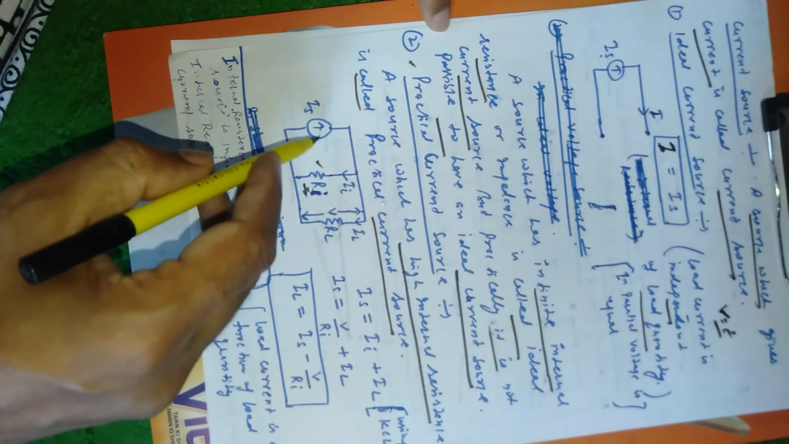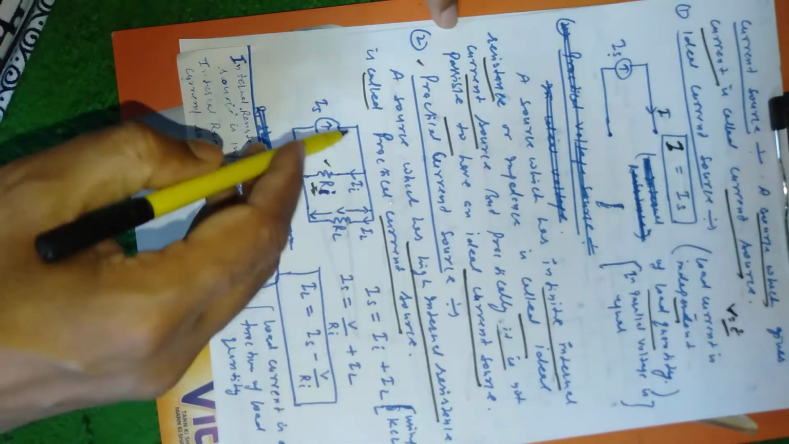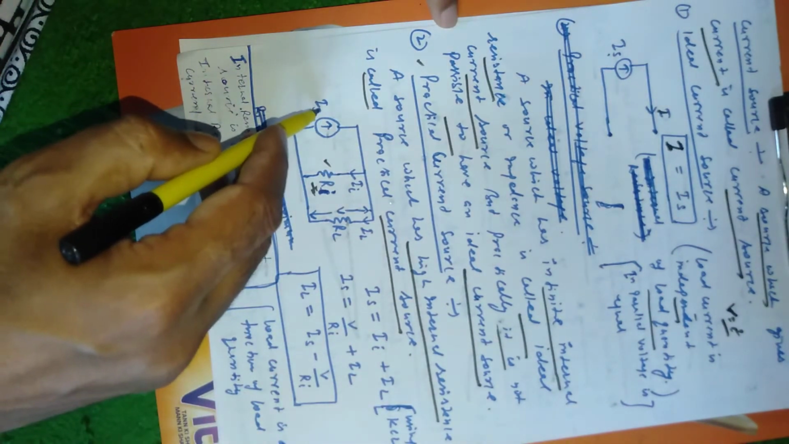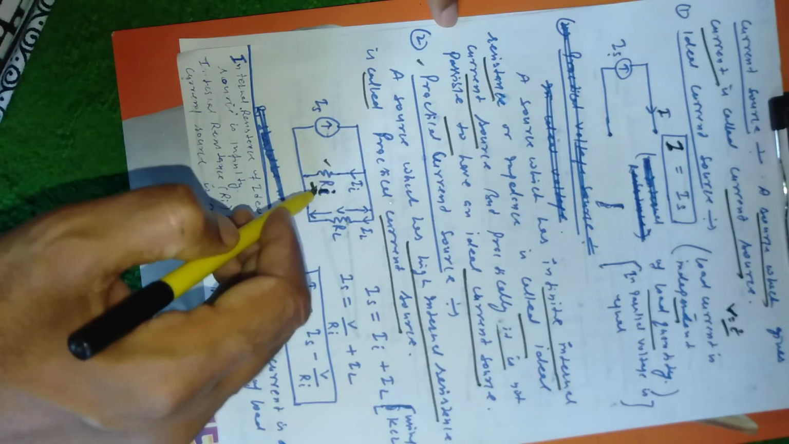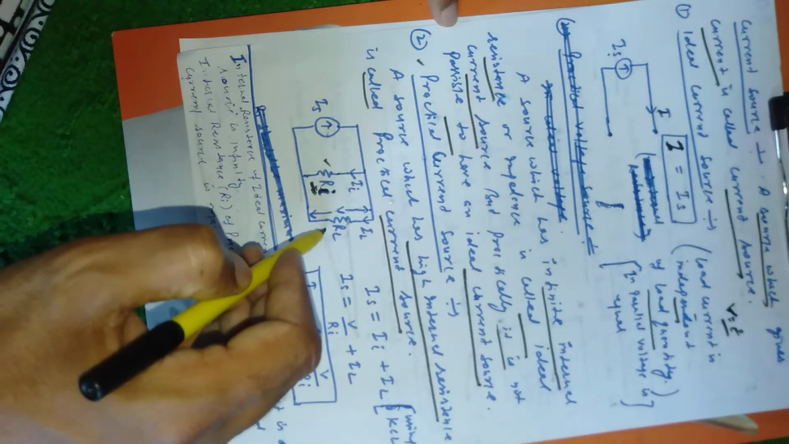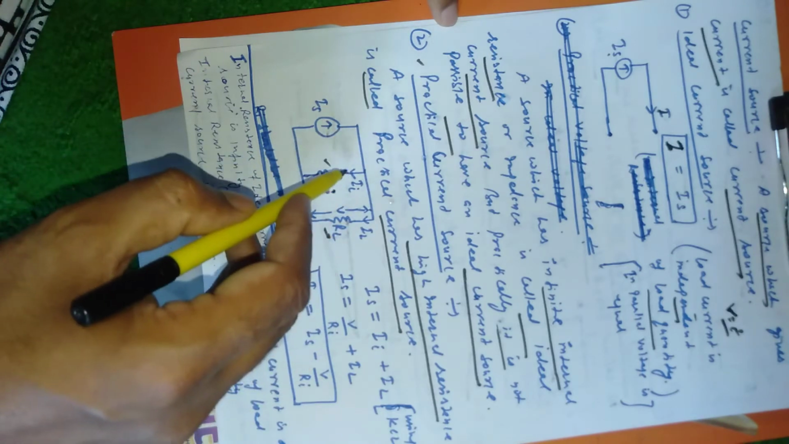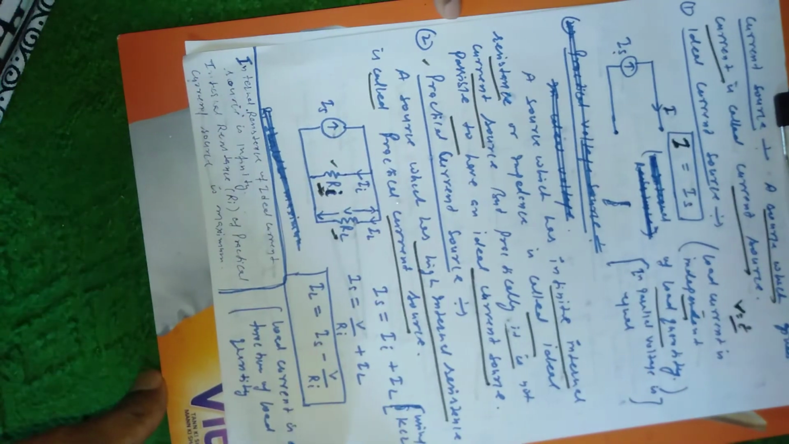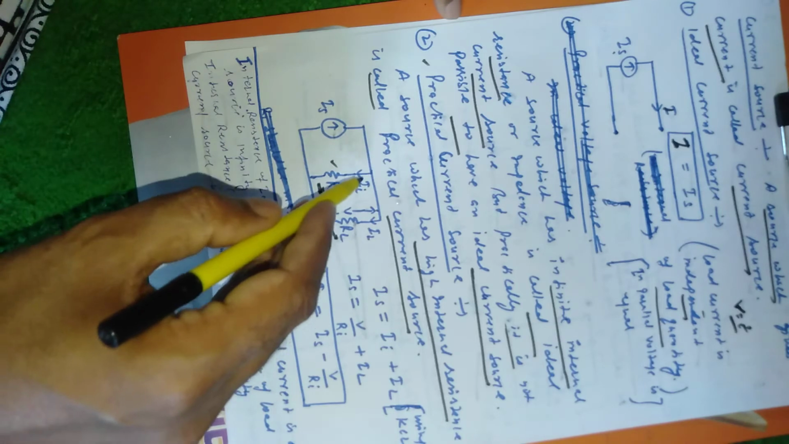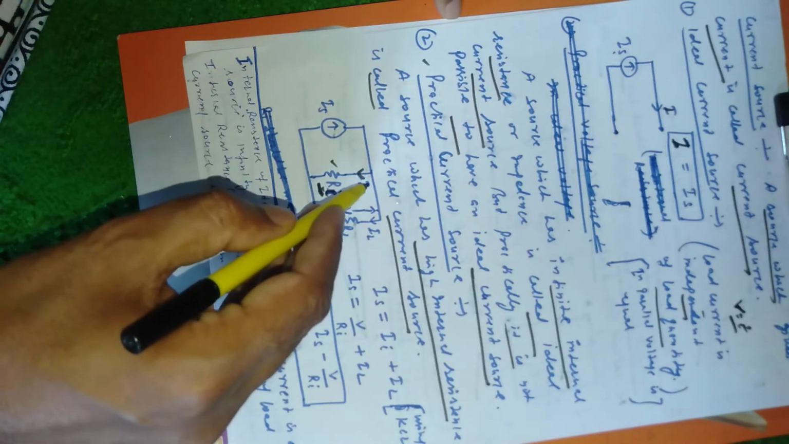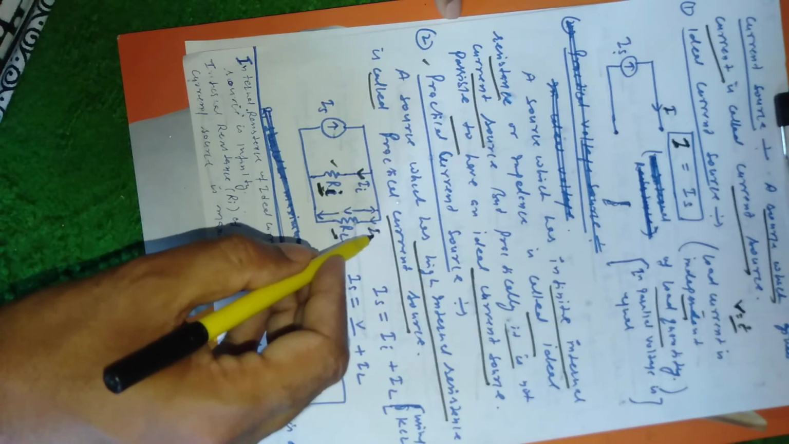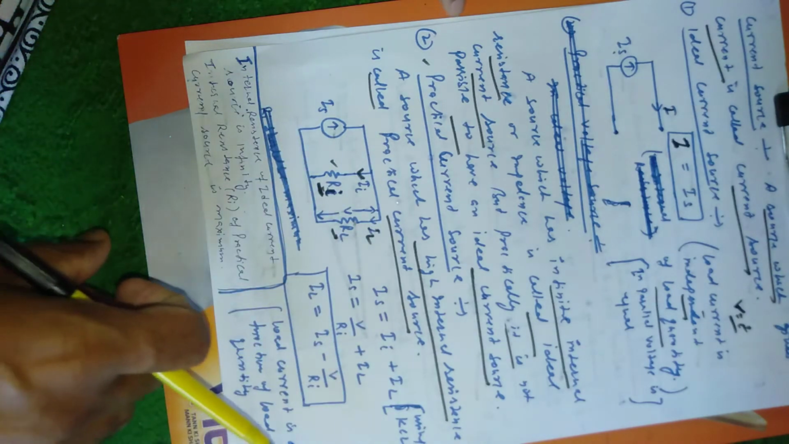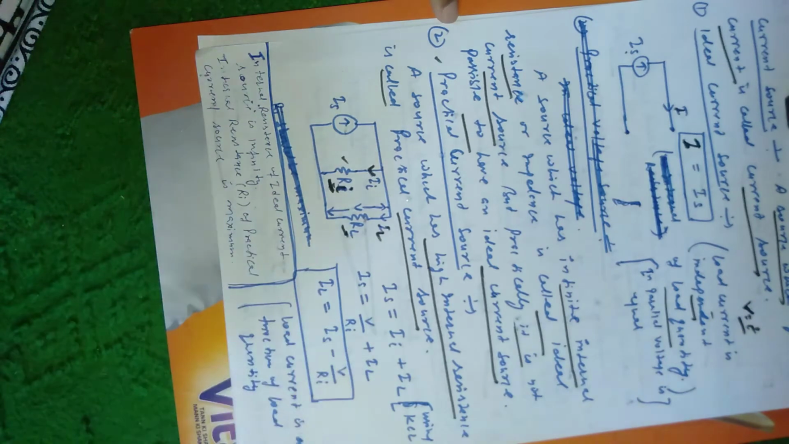You can see in this diagram the current source supplying the current IS, and the resistance RI, the internal resistance, is connected in parallel. Then you have the load resistance RL. In RI you have the current II flowing, and in RL the current IL is flowing through this load resistance.